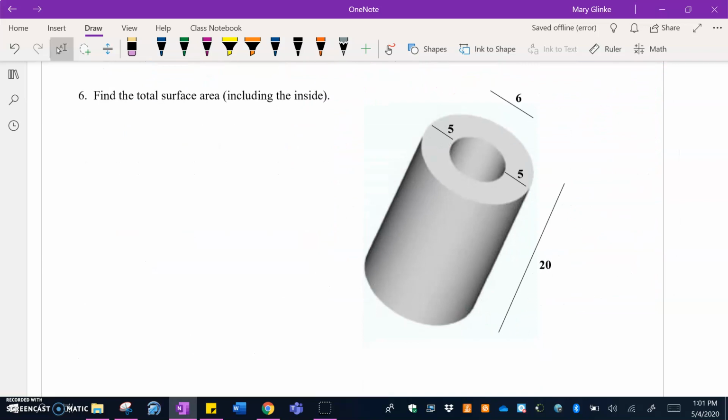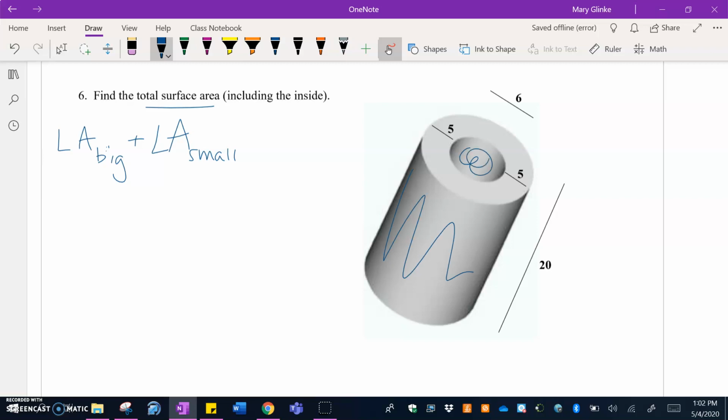Taking a look at this one here, we want to find the total surface area. So this is a cylinder with a hole cut out of it. To find the total surface area, what I really want to do is take the lateral area of the bigger one, and I also want to add the lateral area of the smaller one. That's going to give me the outside part and the inside part. But then I also want to do 2 times the area of the base. And I have to recognize that the base is a circle with the hole part cut out of it again.